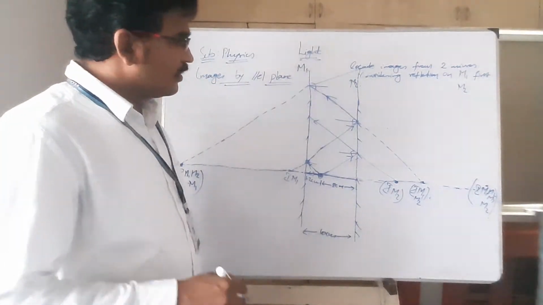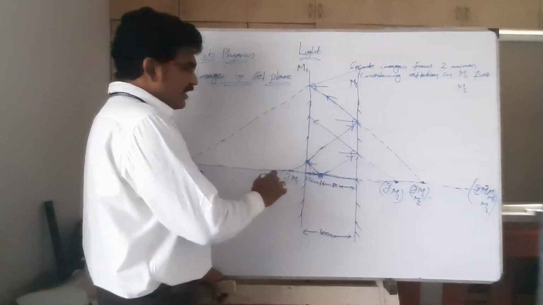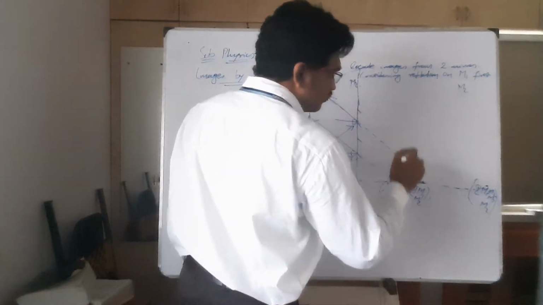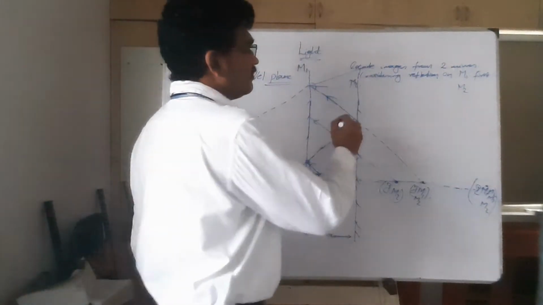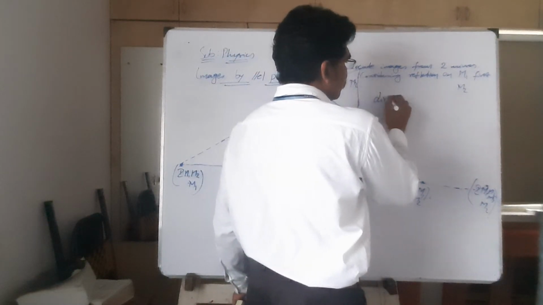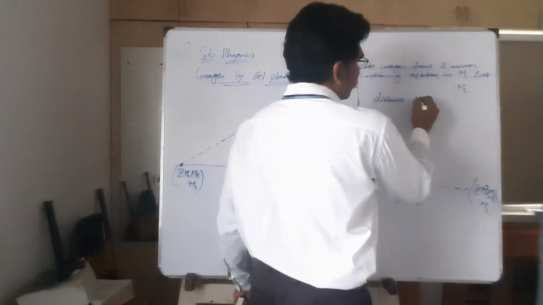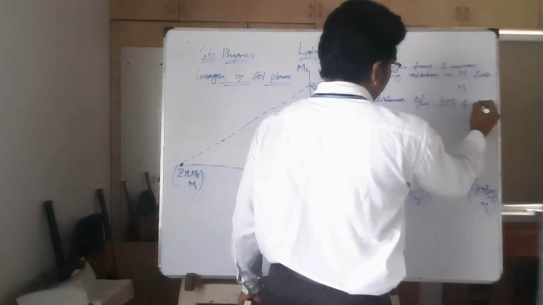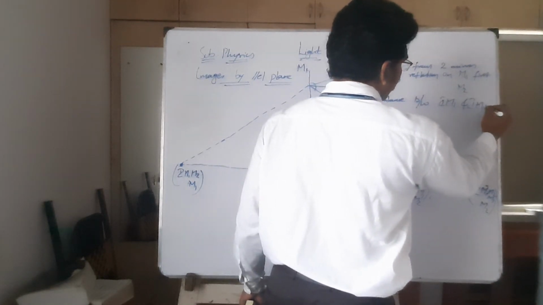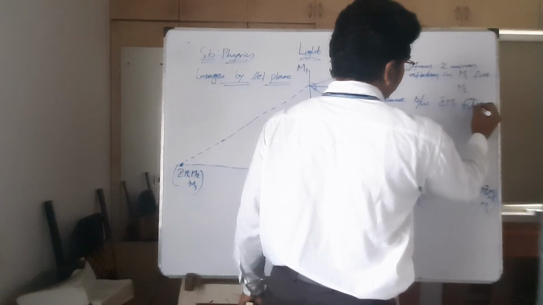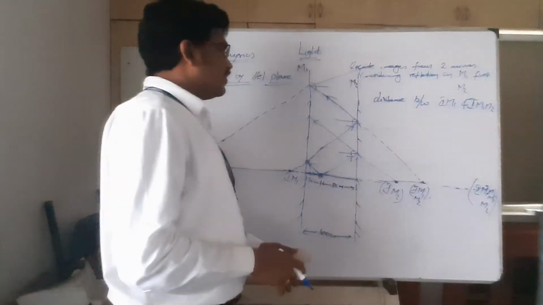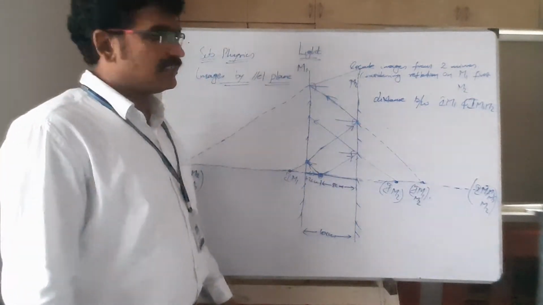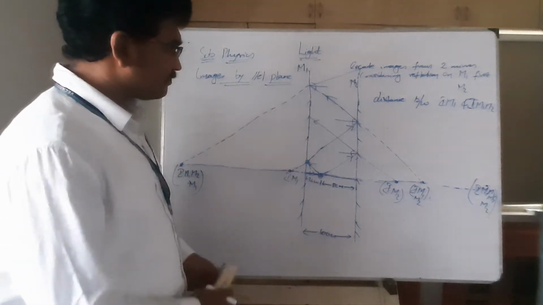Question is, what is the distance between IM1 and IM1M2? Distance between IM1 and IM1M2. So what is the distance between this point and this point? That you should understand. Very simple.